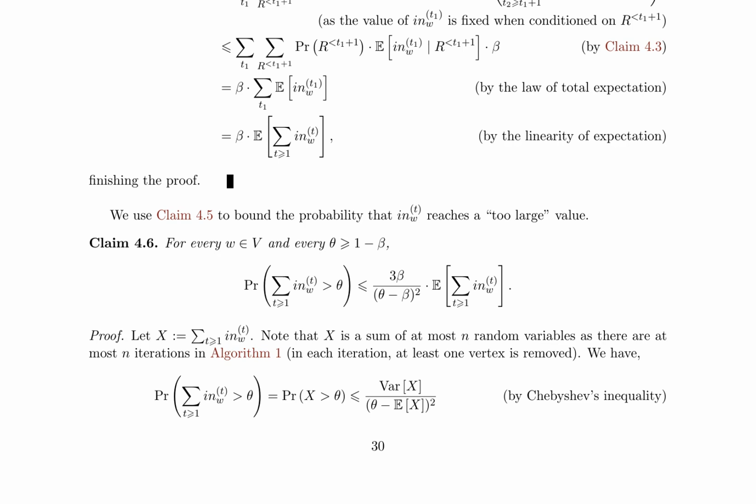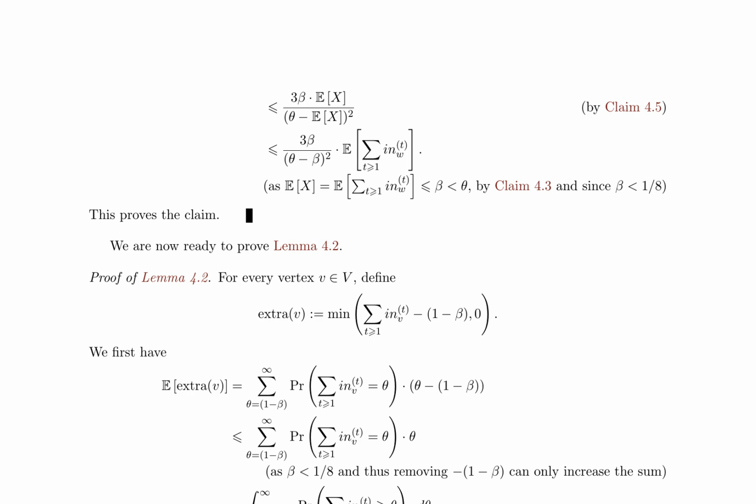The proof of claim 4.6 is presented, which states that the expected value of the squared difference between the estimated and true values of a variable is bounded by a function of the true value and a parameter beta. This claim is proven using claim 4.5 and the fact that the expected value of the variable is less than or equal to beta.